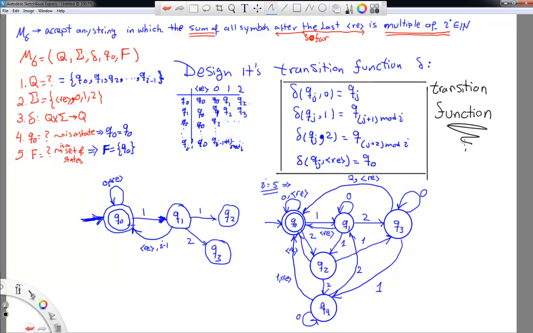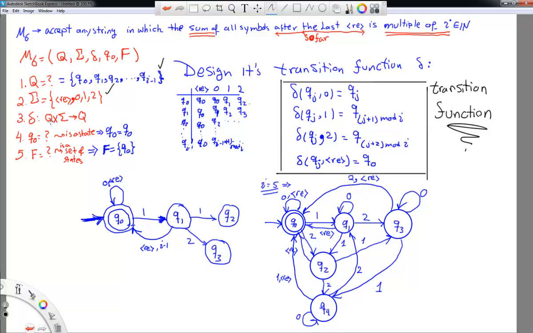M sub 6 is an automaton that accepts any string whose sum of elements after the last reset is a multiple of I, being a natural number. So all I need to do is to create a set of states from Q sub 0 to Q sub I minus 1. Each of these states would represent the remainder of the sum so far by I. And since the remainder could be 0, 1, 2, 3, all the way to I minus 1, I need Q sub 0, Q sub 1, Q sub 2, all the way to Q sub I minus 1. So this will be my states. The alphabet is reset, 0, 1, and 2.